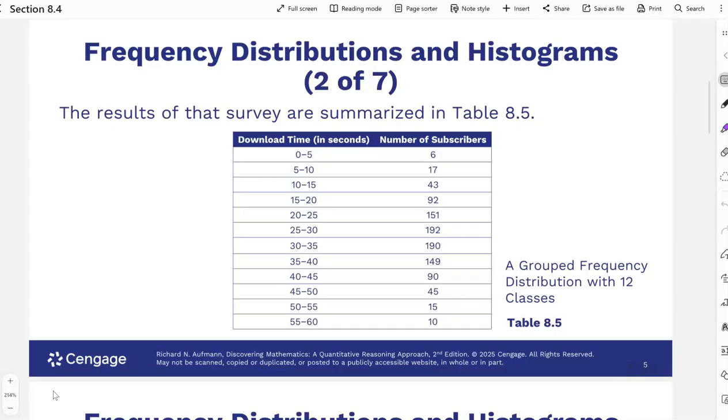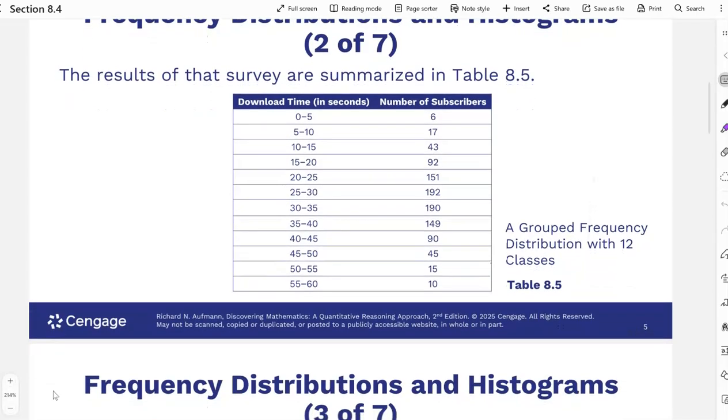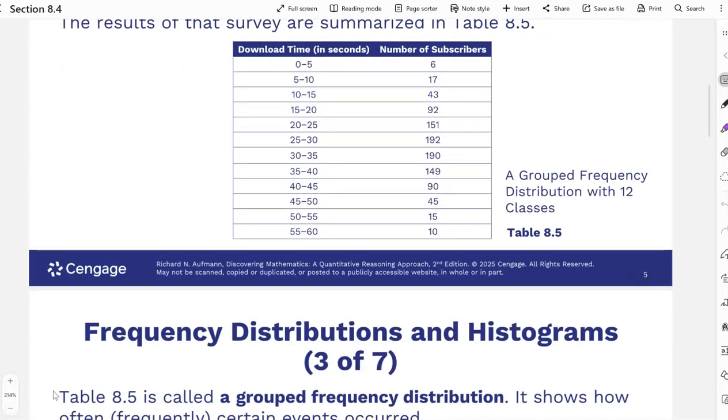With a frequency distribution, this one is grouped because we've grouped times together. We're not just looking at 0 seconds and then 1 second and then 2 seconds. I've grouped them together. And I want you to notice that they're equally spaced. So 0 to 5, 5 to 10, 10 to 15, 15 to 20, and so on. So we've got equally spaced groupings down here.